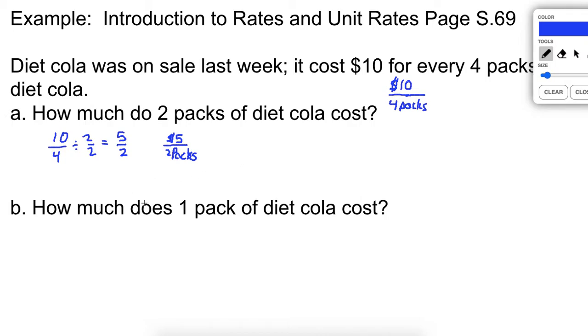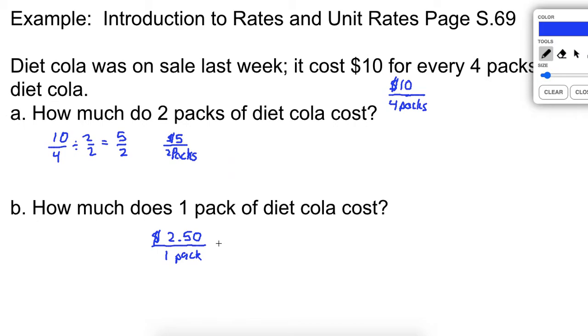Then it asks us, how much would we get for 1 pack? If we take this, 2 packs is $5, we need to split this in half. So if we find half of 5, we would get $2.50 for 1 pack. So that's another rate, $2.50 for 1 pack.